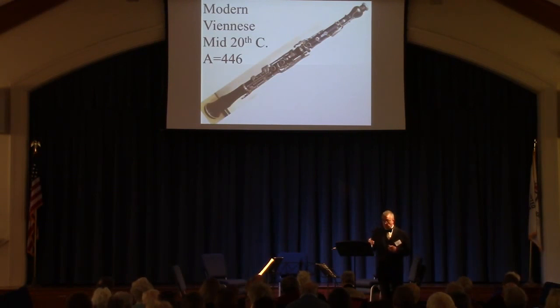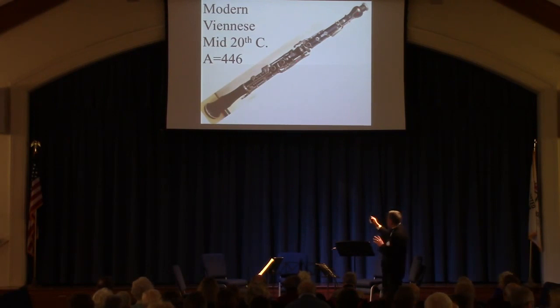This is a modern Viennese oboe. In Vienna, they play an instrument that is totally different than anywhere else in the world. But you can see the bulb at the top is still there, the little thing in the middle, and this turning down here on the bottom is still there.